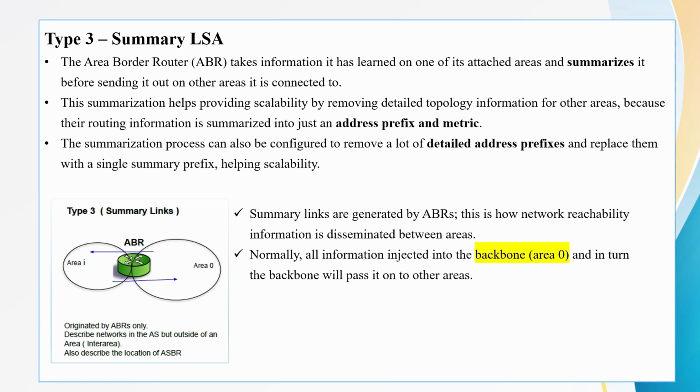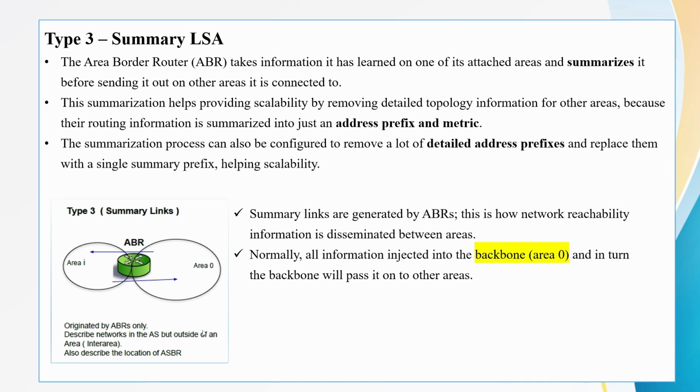The summarization process can also be configured, and that means manually configured, to remove a lot of the detailed address information and replace it with a single summarized prefix. This helps the scalability. So here's a diagram to illustrate the type 3 concept.